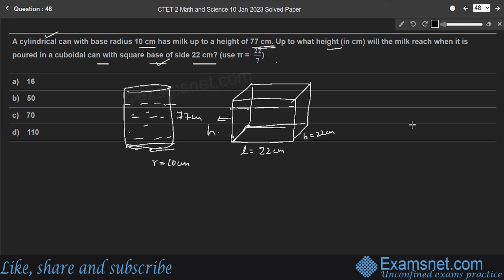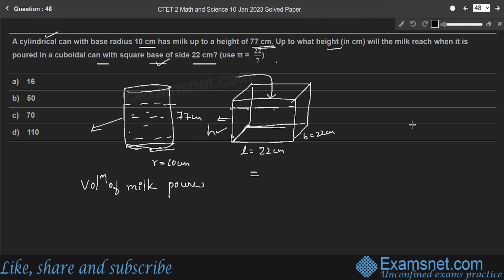And it is given that milk is poured up to a height of 77 centimeter in a cylinder, right? So what is the volume of milk poured into the cylindrical can? First we need to find that, right? The same volume of milk has been poured into a cuboidal can, right? Up to what height? So the volume is same. If you get the volume in case of the cylindrical can, the same volume should be equated to the volume of the cuboid up to this height H, not up to the complete height. We have to find the value of H, right? So for that, let us find the volume of milk poured.